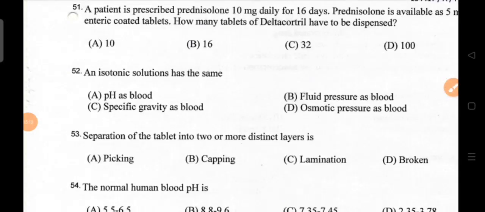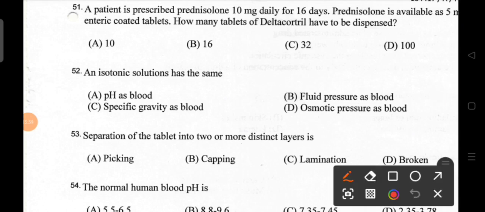Next, coming towards question number 52. An isotonic solution has the same: option A, pH as blood, B, fluid pressure as blood, C, specific gravity as blood, or D, osmotic pressure as blood. What will be the isotonic solution? So isotonic solution means that fluid or solution has the same osmotic pressure as blood. If osmotic pressure between two solutions is the same, it is known as isotonic solution.